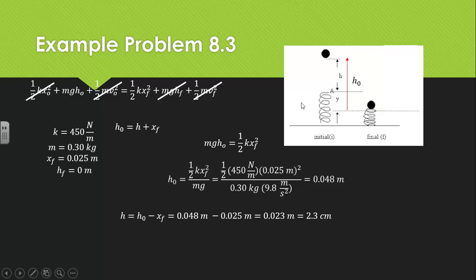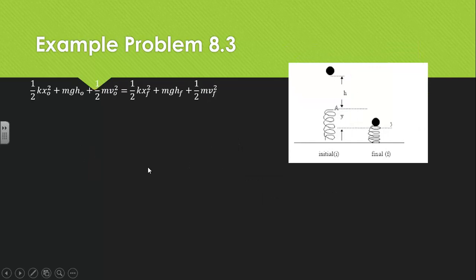The reason for that is, as this block gets dropped, it starts to compress the spring, but its potential energy in the gravitational sense is still changing. So some of this gravitational potential energy got converted to kinetic energy in the fall. The rest of it, really, we could think of it, got converted to spring potential energy as it compressed the spring. So let's answer the second question.